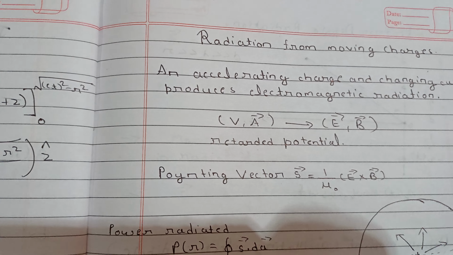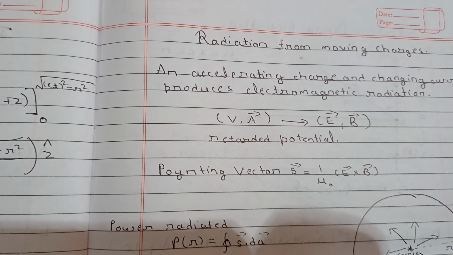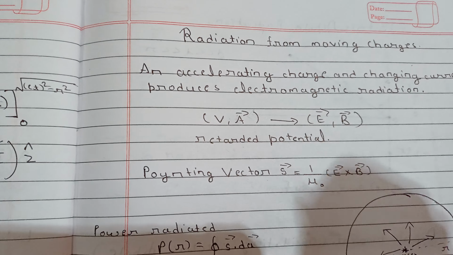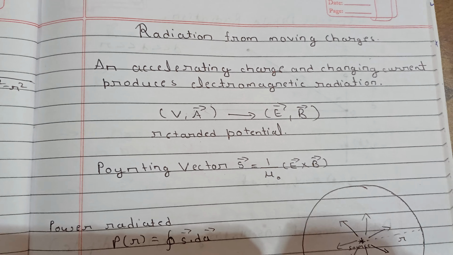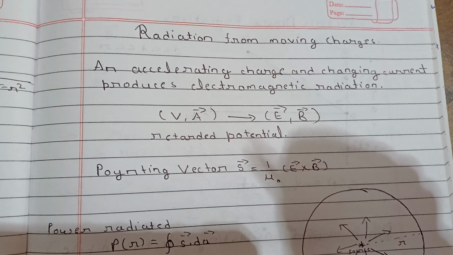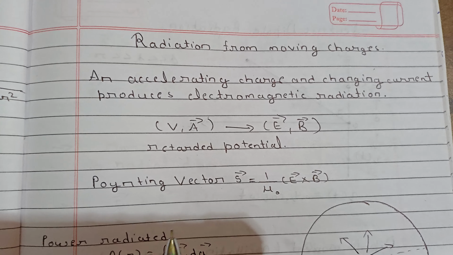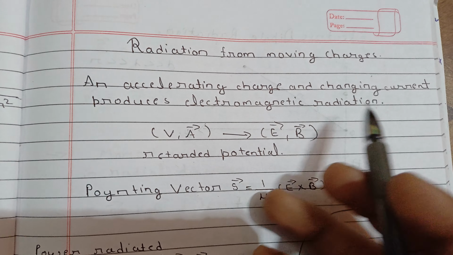So hello everyone, this is lecture 36 for electricity and magnetism. In the last lecture we were studying the retarded potential, and we have seen the formulation of how to find the retarded potential, and we have also seen one example. So today we'll take the application of that and we will find the radiation from moving charges.